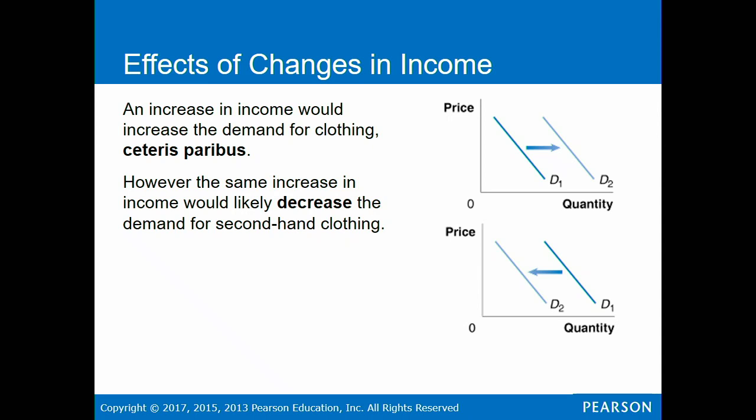But if consumers' income increases, they're going to be less likely to go to the Evansburg Goodwill and find those awesome gems. So their demand curve is going to shift to the left. It will decrease.